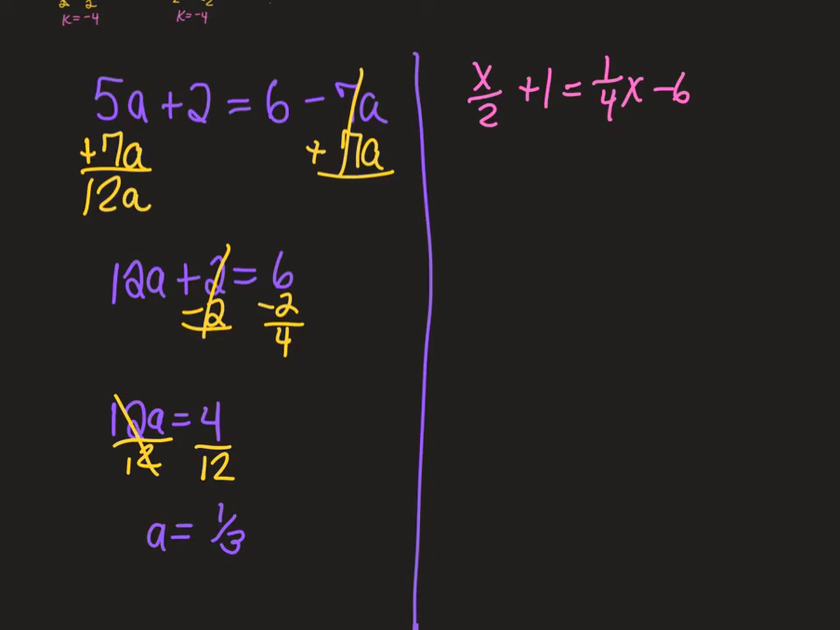Now try this question. X over 2 plus 1 is equal to 1/4 x minus 6. You can get rid of the 1 first or the 6, but because these guys are fractions, we don't want to get rid of those first. Well, no, we could. We could subtract 1/4 x. This is the same as 1/2 x. Maybe I should just write it like this, 1/2 x. So you could, now that I'm thinking about it, you could subtract a 1/2 x, you could subtract a 1/4 x, you could subtract 1, you could add 6.